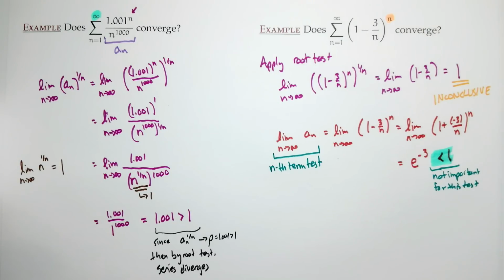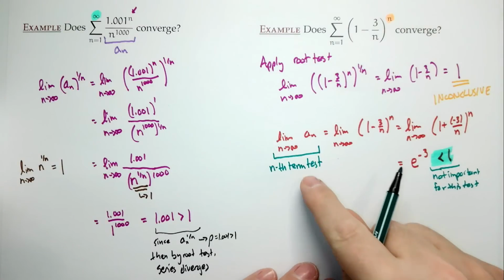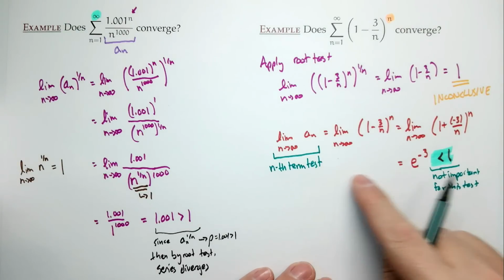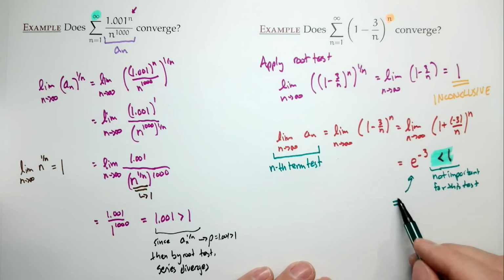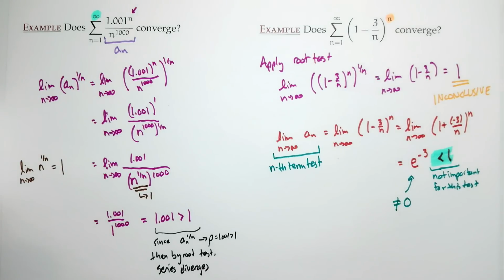In the other tests, we have the question of, is the limit 0? Is it any number? Is it infinity? So the fact that it's smaller than 1 doesn't matter. In the nth term test, what do we care about? The question is, where does it go to? And the answer is e to the negative 3. The real important thing is that e to the negative 3 is not 0. So in the limit as n goes to infinity, the terms are not going to 0. So the conclusion is that if the terms don't go to 0, this has to diverge.